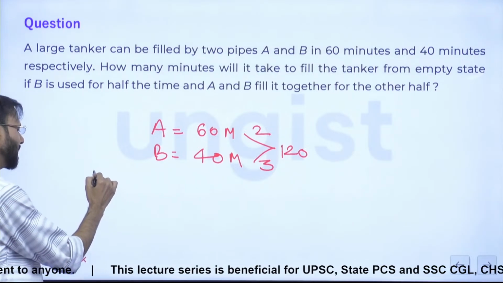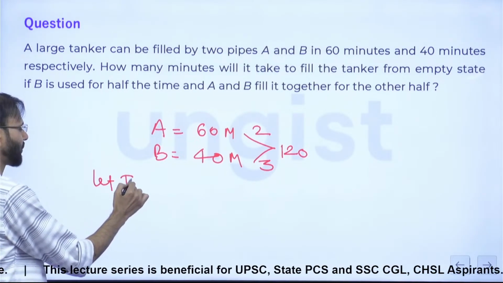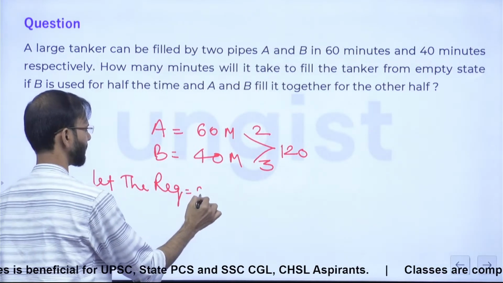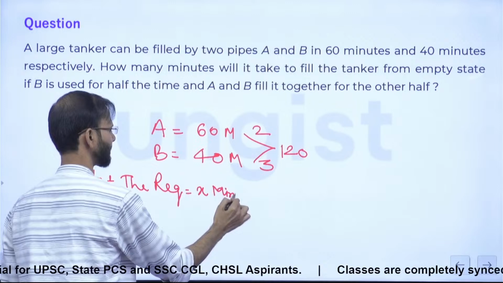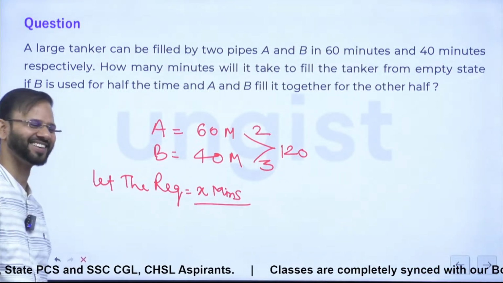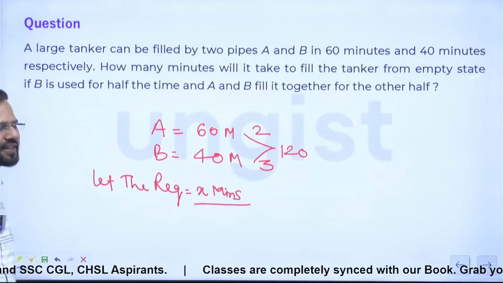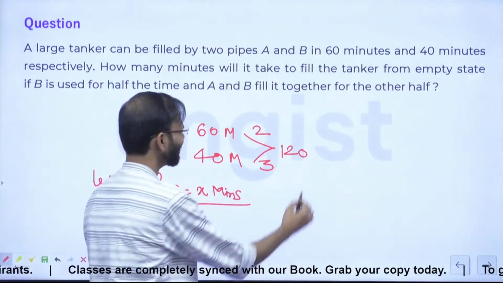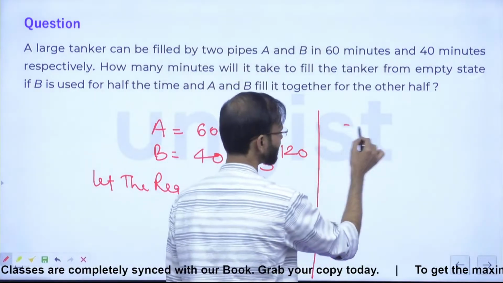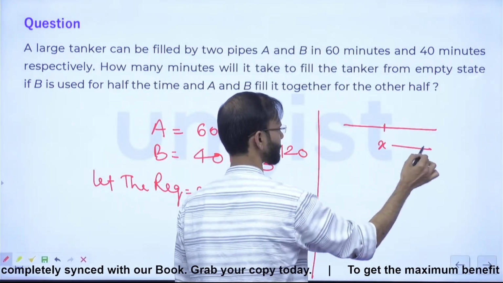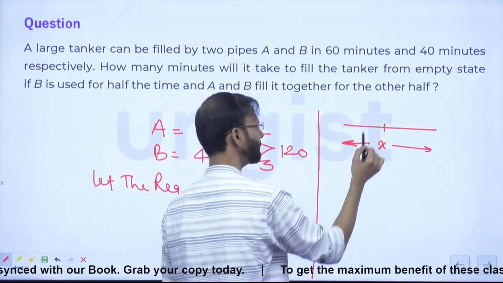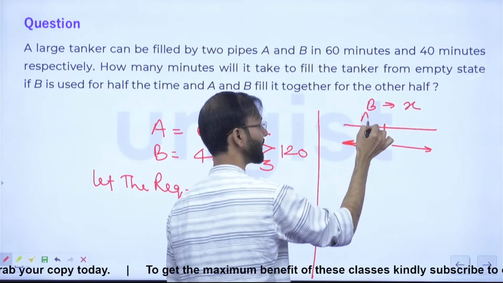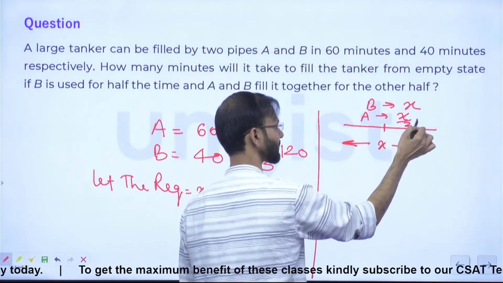Now, let the time required be x minutes. Correct guys? Fine? सर एक मानना पड़ेगा अगर इक्वेशन बनानी है तो फिर x लेना पड़ेगा, राइट? आप x को y भी ले सकते हैं, राइट? So guys, from the data of the question, if total duration is x, then B is working for x minutes, and A is working for x by 2 minutes. Guys, yes or no?